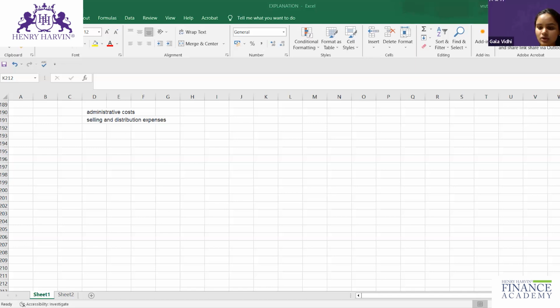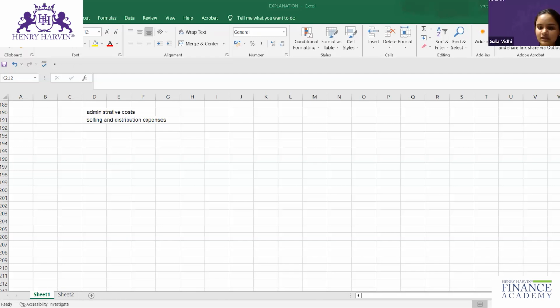So basically non-production cost are of 4 types. First is your administrative cost. Second is your selling cost. Third, distribution cost. And fourth, finance cost. These are the elements of your non-production cost: administrative cost, selling cost, distribution cost, and finance cost.